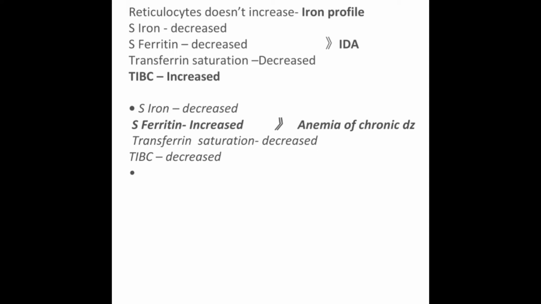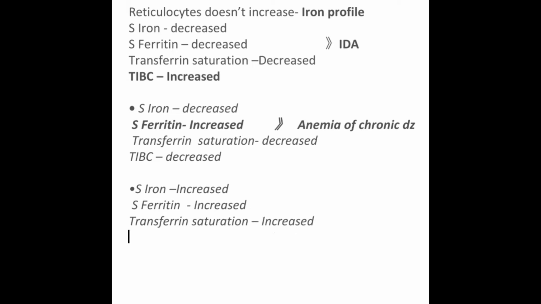If reticulocytes don't increase, do iron profile. If serum iron, ferritin, transferrin saturation are decreased and TIBC is increased, it is iron deficiency anemia. If everything is decreased and serum ferritin is increased, it is anemia of chronic disease.